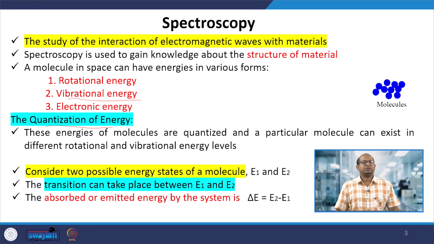So consider two possible energy states of the molecule. Let us say the ground state is E1 and the excited state is E2. When the energy or electromagnetic radiation falls on the material, it will absorb the energy, and then it will move from the ground state to the excited state or higher energy state. The amount of energy being absorbed by the molecules we can express as the difference of energy, the absorbed or emitted amount of energy by the molecule or the system.